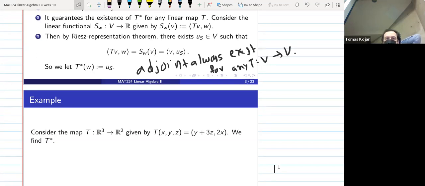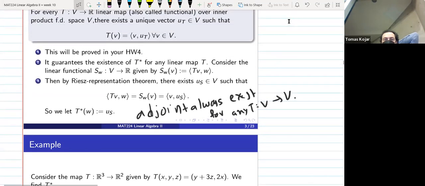No, it is V to V. No, this is V to R. This guy is V to V. We applied this representation to S, not to T. Oh, it's a trick one.